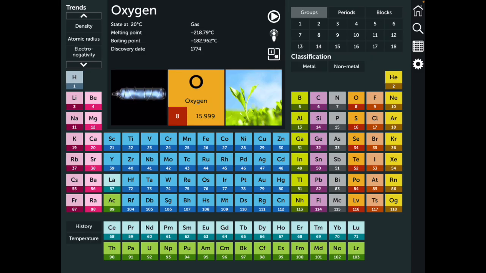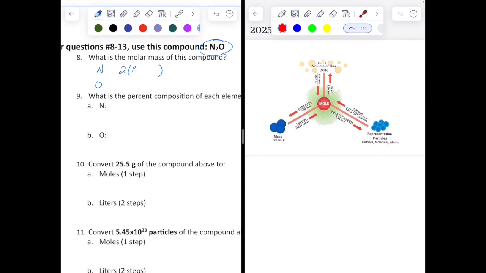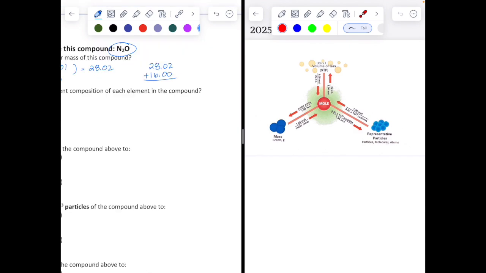Oxygen, I'm already on oxygen. Remember that oxygen is 16. We had that one on our previous formula. 16.00, we just round them to 2 decimals. And then nitrogen, if we round that to 2 decimals, is 14.01. So 2 times 14.01 is 28.02. You get 44.02. And then the units for molar mass are grams per mole. So 44.02 grams per mole for N2O.